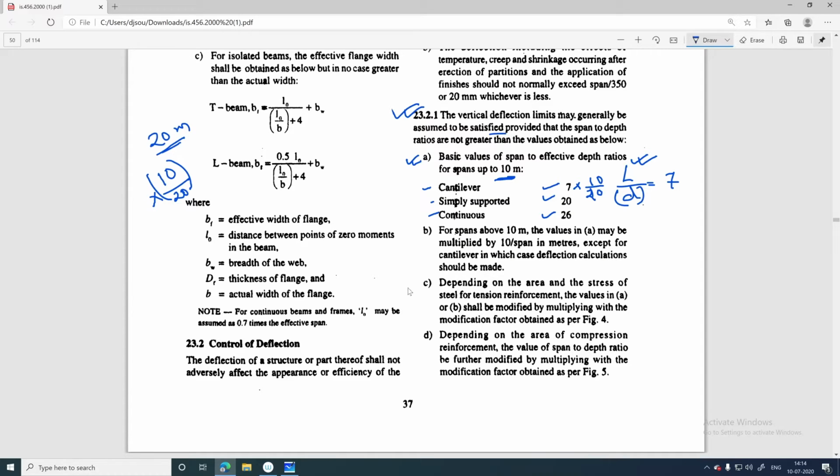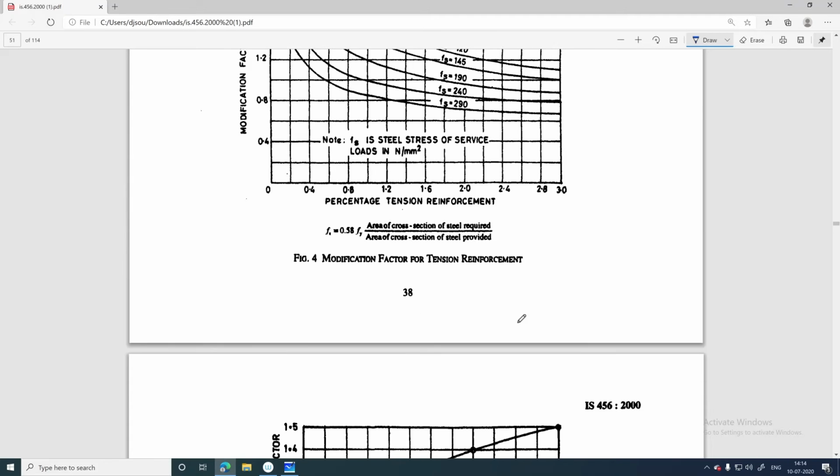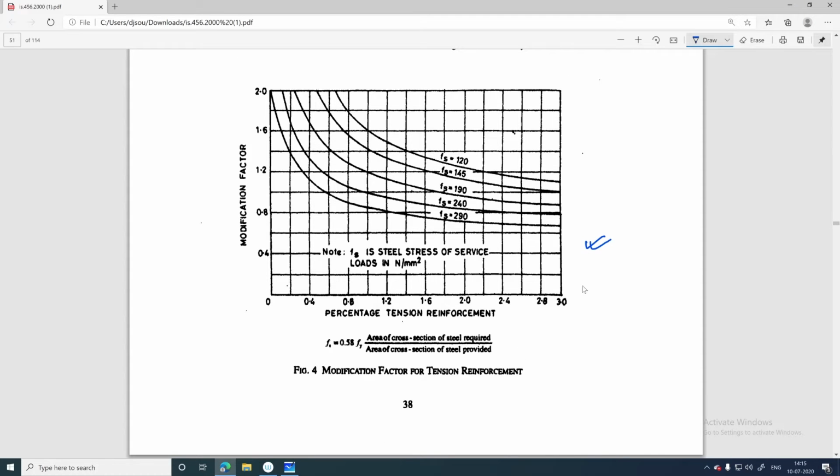Now the third point is that, depending on the area and the stress of the steel for tension reinforcement, we need to multiply a modification factor depending on figure number 4. So let's see figure number 4. This is figure number 4. Here you can see this is the modification factor, and on the x direction it is given the percentage of tension reinforcement.